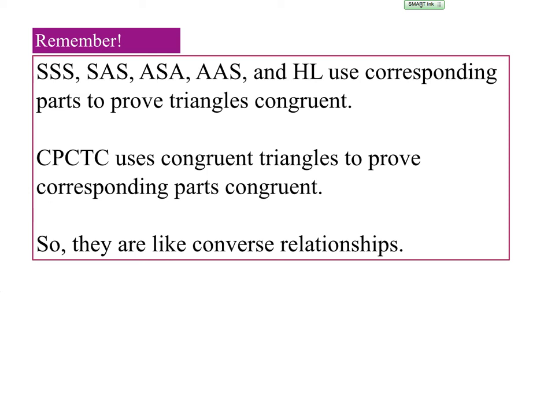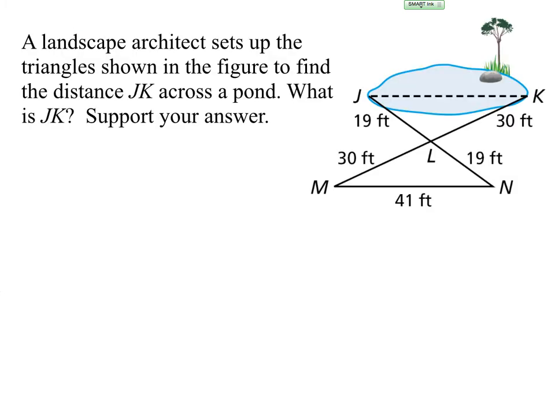CPCTC gets parts congruent from the congruent triangles. So it's like they're converses. You get the triangles, you get after the triangles. Okay. Let's put it together in some thinking, and then we'll do a couple proofs.